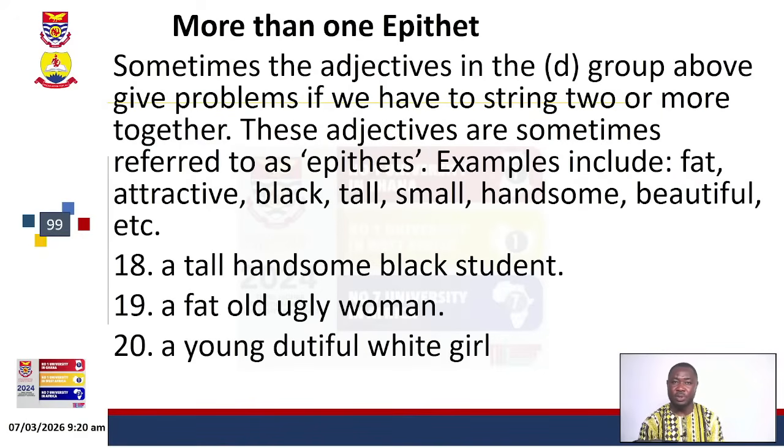Okay. Now we can also have more than one epithet. Sometimes the adjectives in the D group above give problems if we have to string two or more together. These adjectives are sometimes referred to as epithets. Examples include fat, attractive, black, tall, small, handsome, beautiful, etc. A tall, handsome black student, a fat, old, ugly woman, or a fat, old, ugly man, yeah. A young, beautiful white girl, or a very young, beautiful black girl.